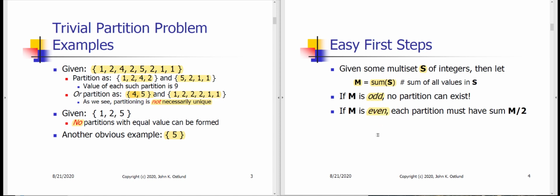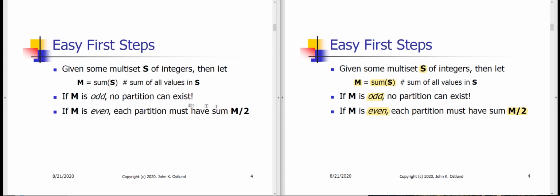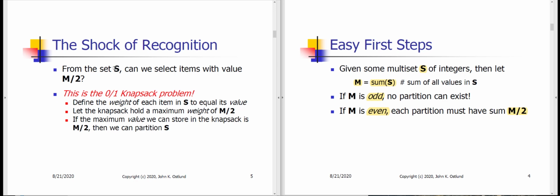Now, if, on the other hand, the sum of all the integers in S is an even number, then it may or may not be possible to partition that multiset. If it is possible to partition the multiset, then the sum of each of the two multisets has to be exactly m over 2. So, in other words, can we, from this multiset S, I should have called this a multiset rather than a set, can we select items that have a value of m over 2?